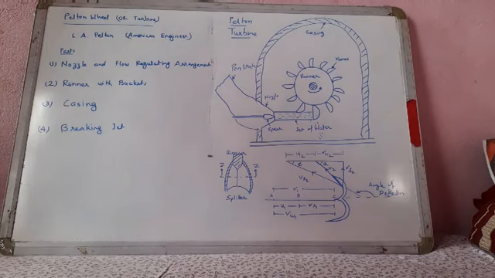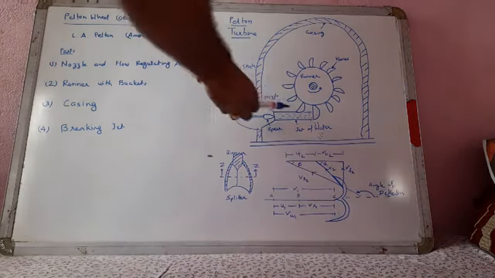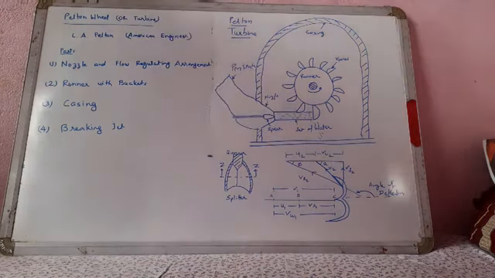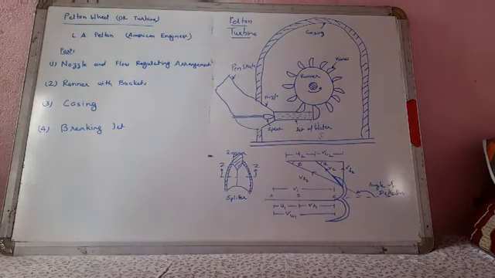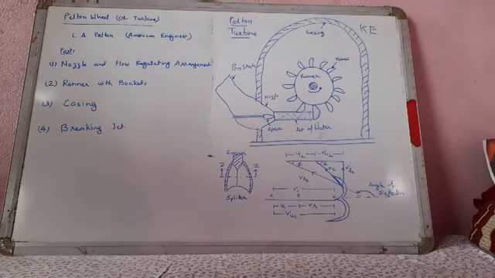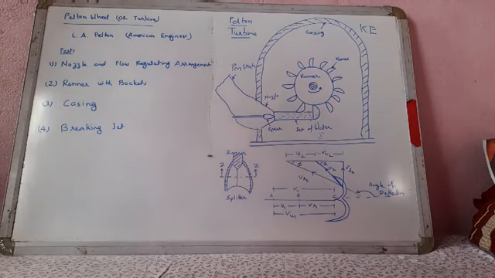The Pelton wheel turbine is a tangential flow impulse turbine. The water strikes the bucket along the tangent of the runner, like this, tangent to the runner. The energy available at the inlet of the turbine is only kinetic energy. The pressure at the inlet and outlet of the turbine is atmospheric.